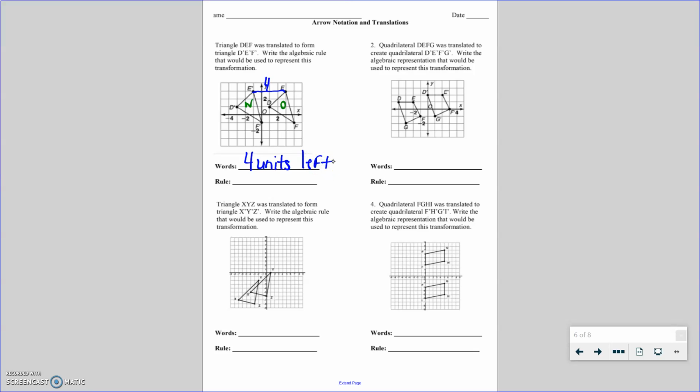My Y value stays the same. We do not shift the image up or down. So when I write my rule, my Y value will remain the same. So it's going to be X minus 4, comma, Y. Okay, so this is what you're doing for the rest of your assignment. Make sure you go ahead and complete that.